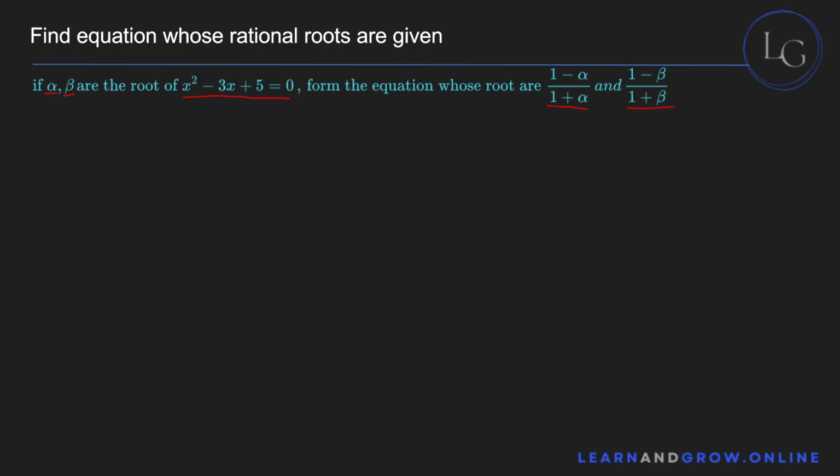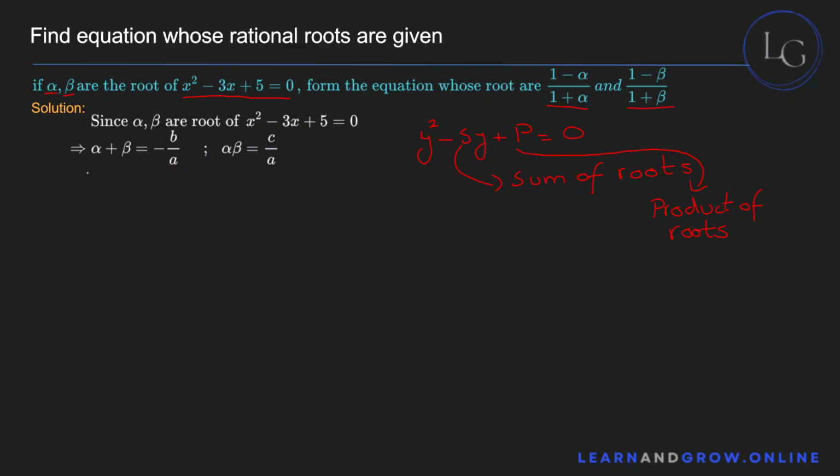Now, before we do anything, remember that a quadratic expression can be written down like this: y square minus sy plus p is equal to 0. S is the sum of roots. Sorry, this is y square. Y square minus sy plus p is equal to 0. And s is the sum of roots, and this p is the product of roots.